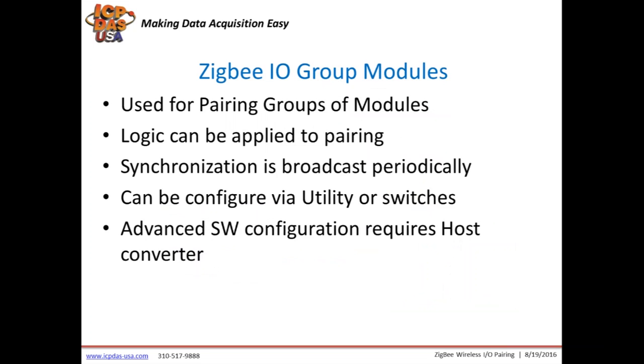Because of the popularity of our Zigbee IO modules with our pairing feature, as well as customer feedback, we also developed a third series of Zigbee IO modules. This series is our IOG module, which stands for IO groups. Logic can be applied in the pairing, as well as synchronization is done periodically, so larger groups of Zigbee IO modules can be added to the network.